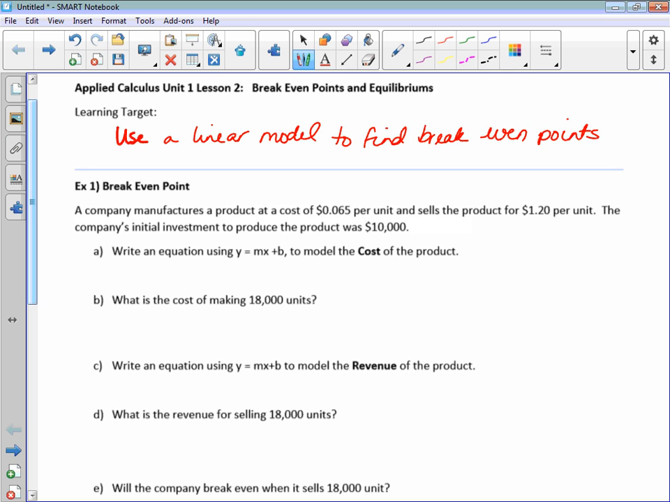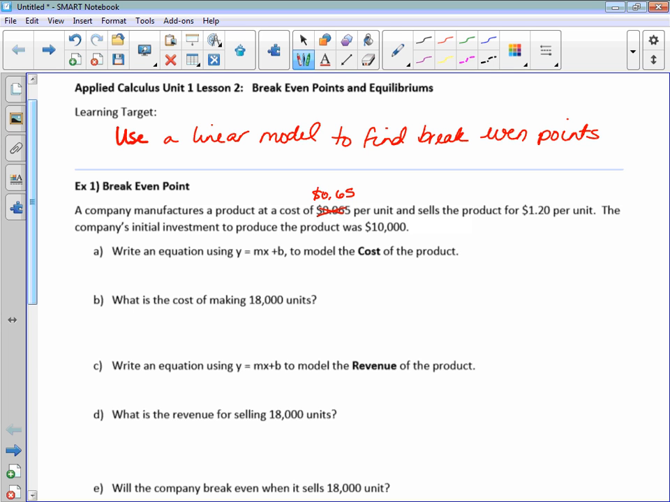Okay, so we've got this first problem here. We've got a company manufacturing a product. We're going to change the cost here. We want it to just be 65 cents. So instead of 0.065, just make it 0.65. Okay. And then they sell the product for $1.20 per unit. And the initial investment to make this product was $10,000.